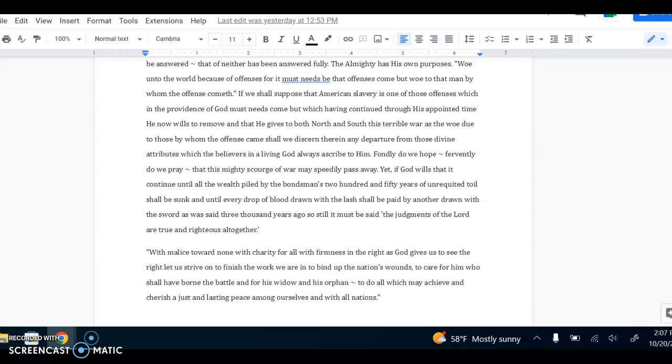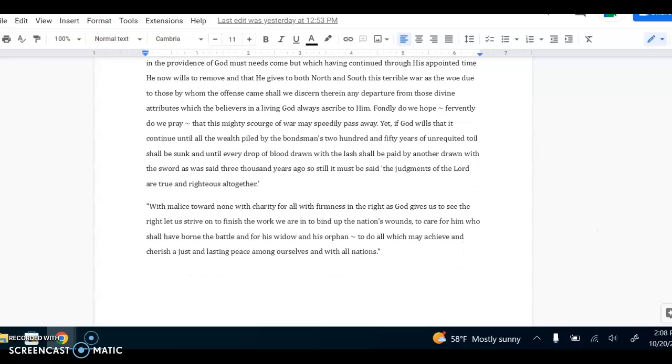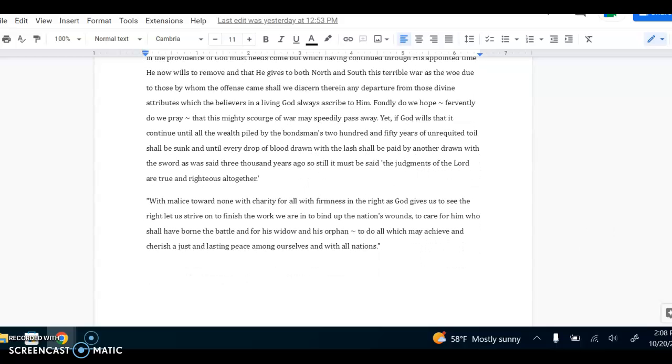If we shall suppose that American slavery is one of those offenses which in the providence of God must needs come, but which having continued through his appointed time, he now wills to remove, and that he gives to both North and South this terrible war, as the woe due to those by whom the offense came, shall we discern therein any departure from those divine attributes which the believers in a living God always ascribe to him.